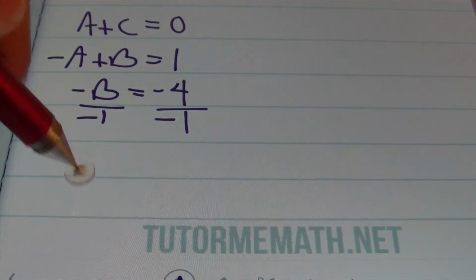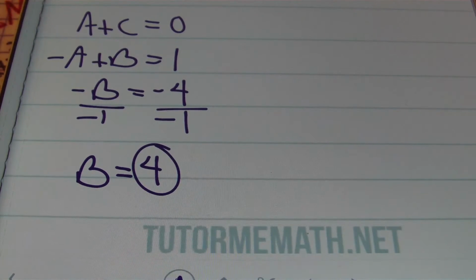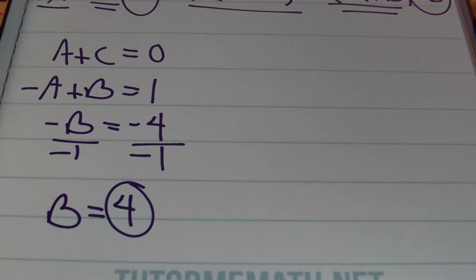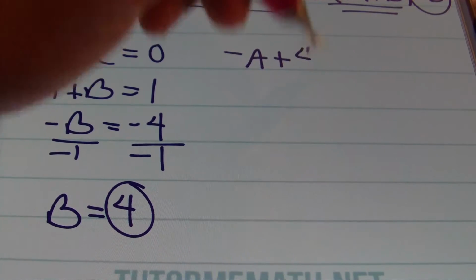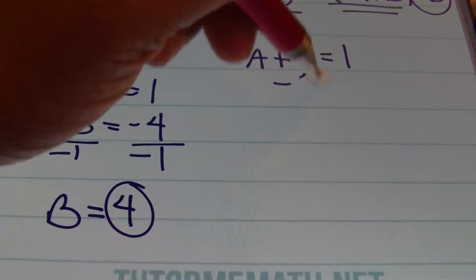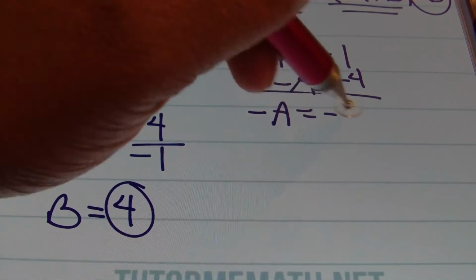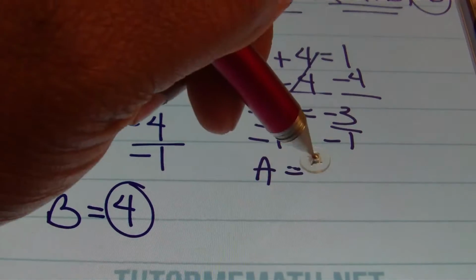So we find out that b equals 4. All right, so we already got one down. In order to find your a value, you're going to be plugging b into the second equation here. So I'll have negative a plus 4 equals 1, and solving for this, we end up with negative a equals negative 3. Then dividing both sides by negative 1, you find that a equals positive 3.